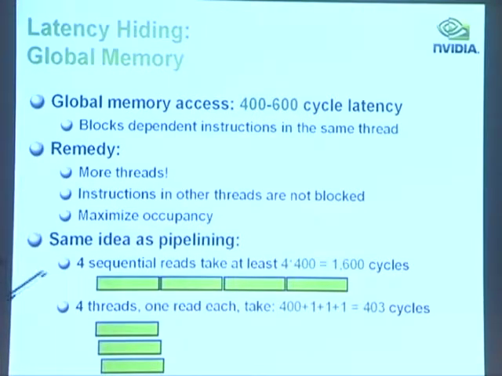But also the order of instructions can have an effect. If you're doing four sequential reads in a thread, then that might take 1,600 cycles to hide. But if you parallelize across the threads, then I guess that's automatic. I'm not sure why. I didn't write this slide. I apologize. You might do a little bit of work between the reads. Yeah.